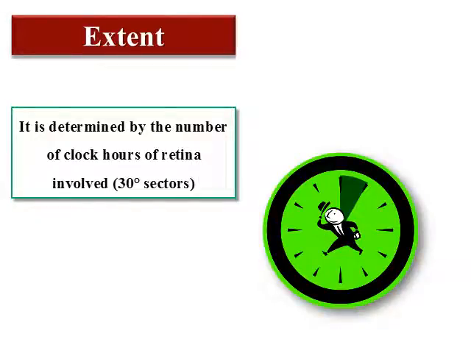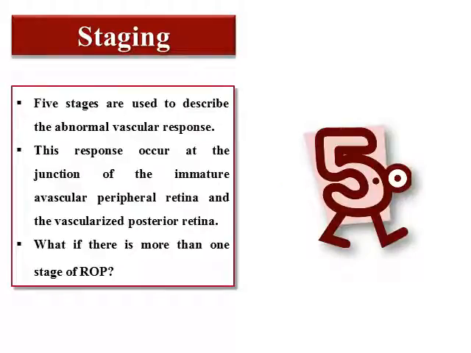Extent is determined by clock hour. We can divide the retina into 12 clock hours like a clock. Each one of them is 30 degrees.